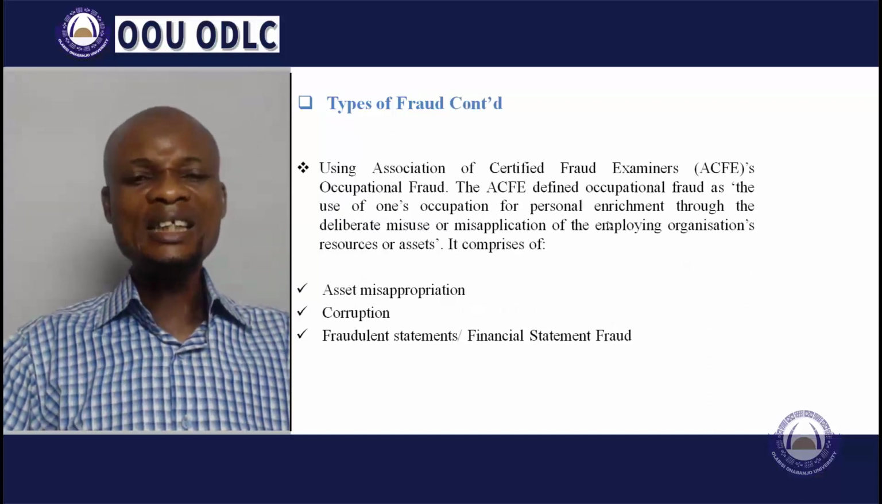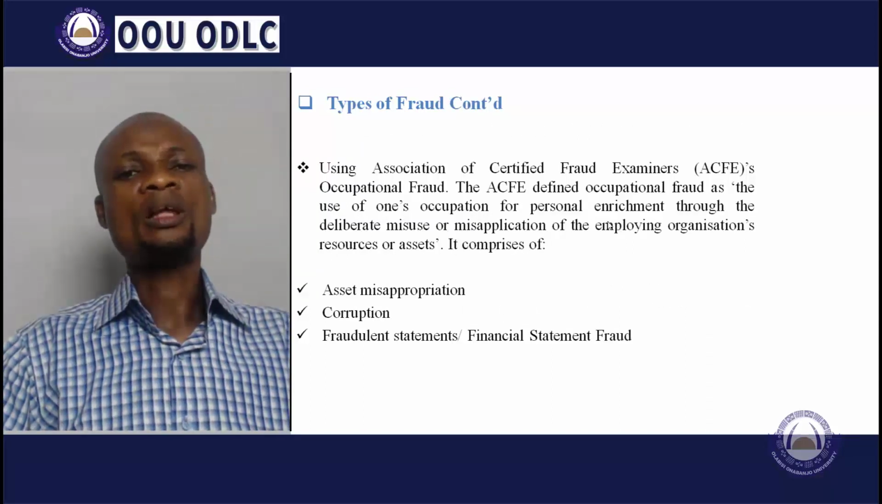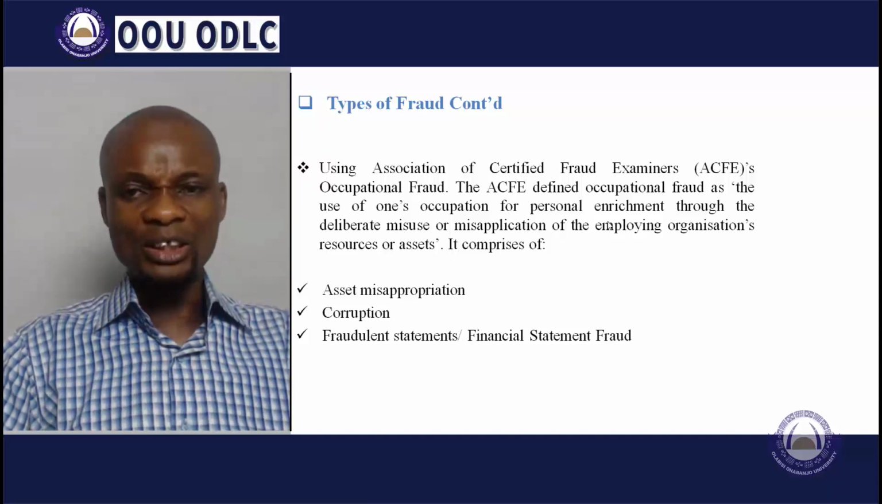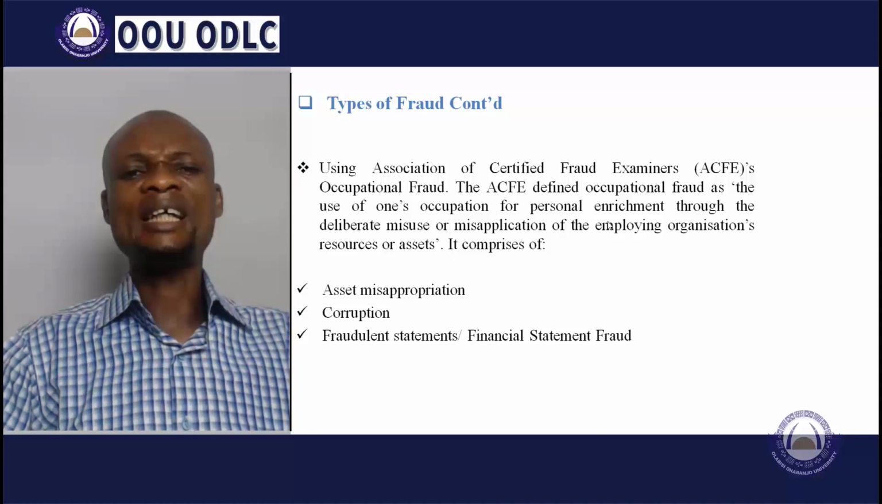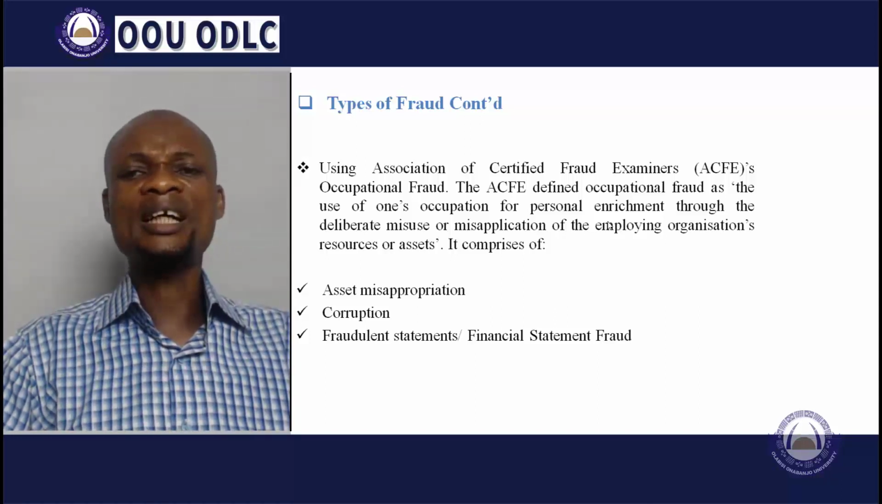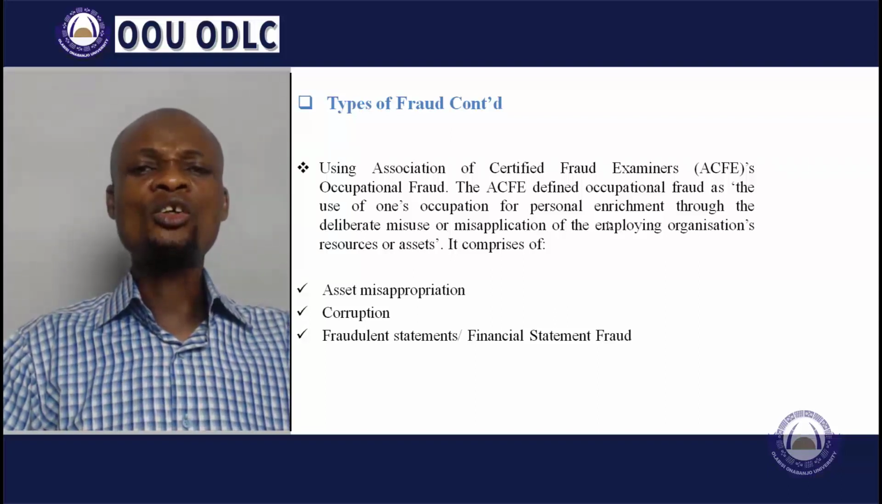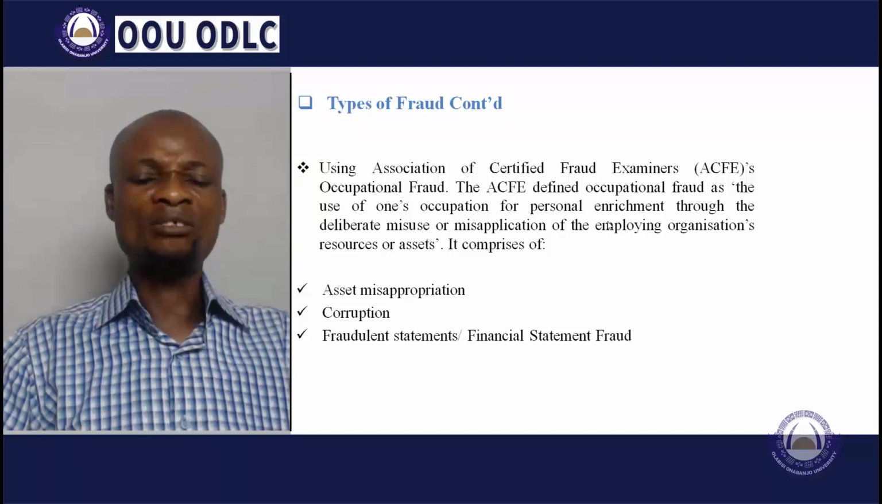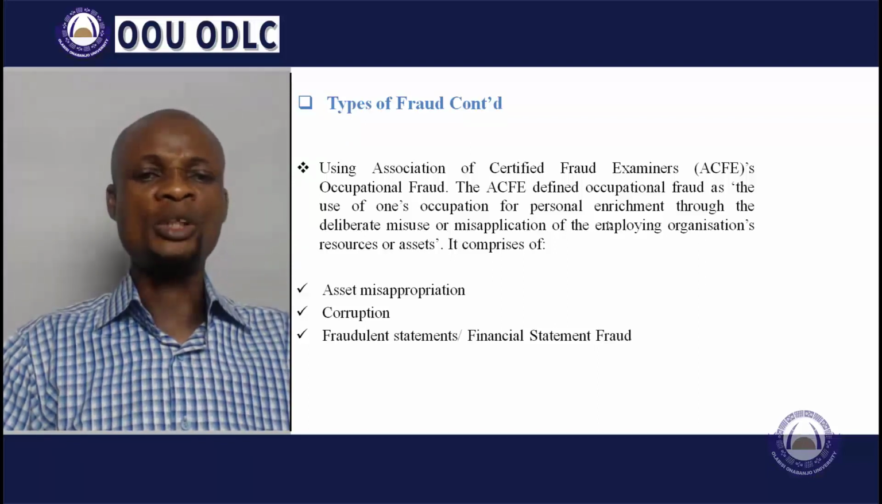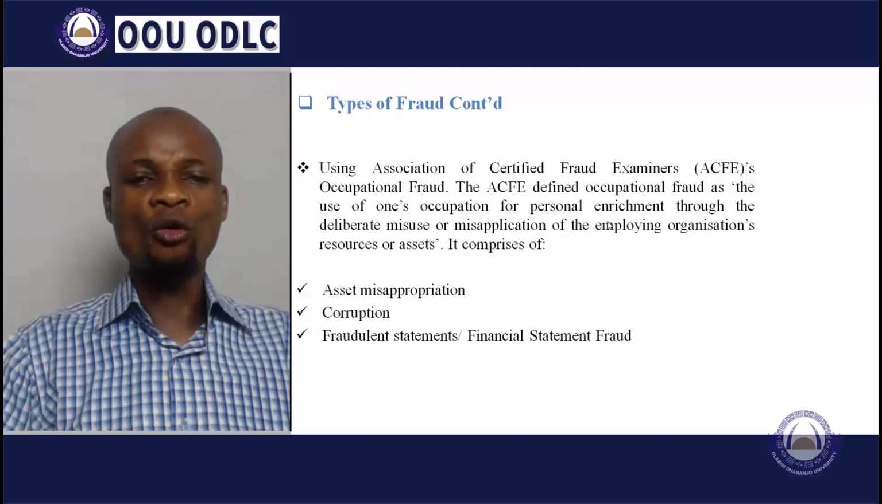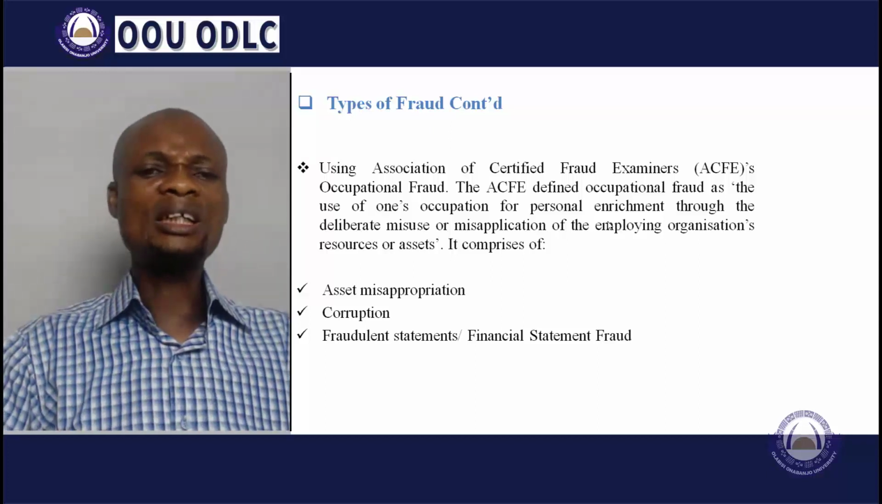Learners, aside from the first one we have considered, we also have classification according to the Association of Certified Fraud Examiners. The ACFE defines occupational fraud as the use of one's occupation for personal enrichment through the deliberate misuse or misapplication of the employing organization's resources or assets. So, under the classification of ACFE, we have three classifications of fraud: asset misappropriation, corruption, and financial statement fraud or fraudulent statement. The first one, asset misappropriation.